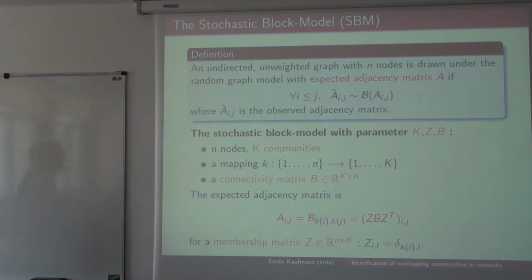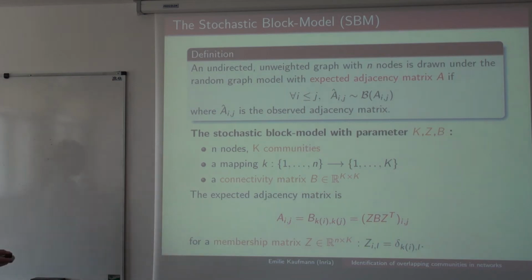Like here in the stochastic block model, which depends on a number k of communities, a mapping from nodes to communities telling which node is in which community, and some connectivity matrix B of size k by k. And so the entry Aij of the expected adjacency matrix, so the probability that the nodes i and j are connected, will be of the following form. So you see that it depends only on the community of node i and the community of node j.